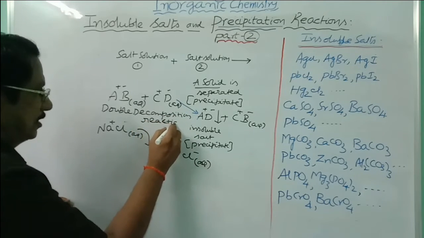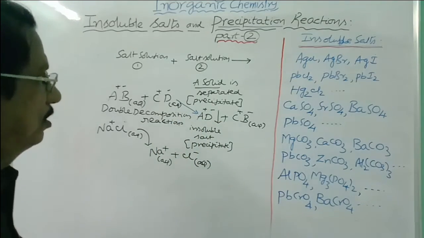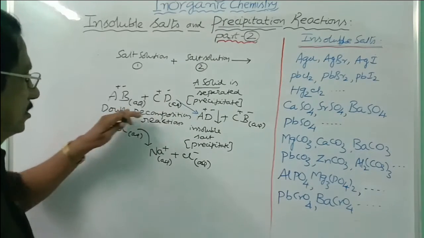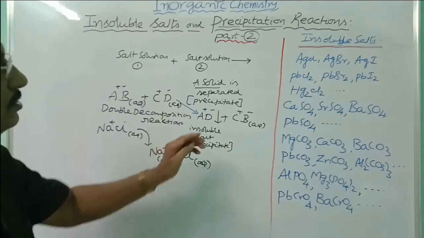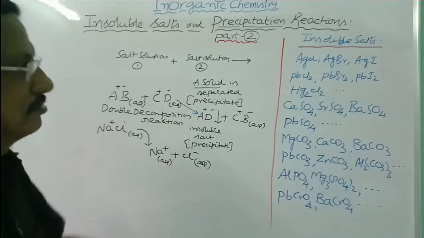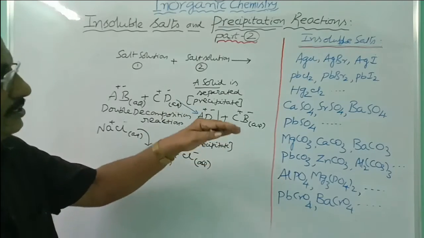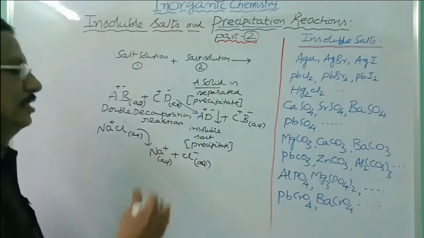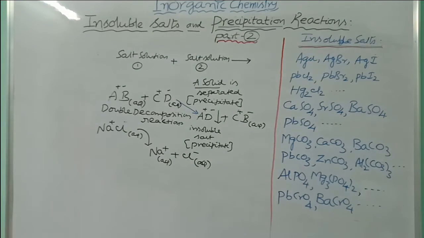Such double decomposition reactions, as you are getting precipitate here, that is called precipitation reaction. So double decomposition reaction in which a solid is obtained is also called precipitation reaction. This is the example for precipitation reaction. So now we will write several equations for all these precipitation reactions. First of all, note it, and later we will try to write the equations for all the insoluble salts as far as possible. Please note it down. Well and good.